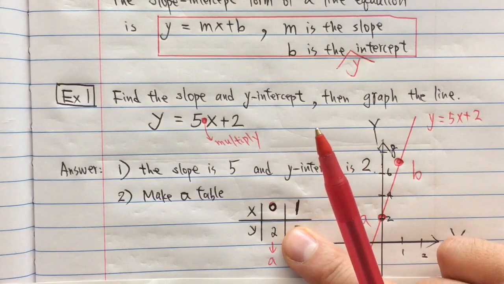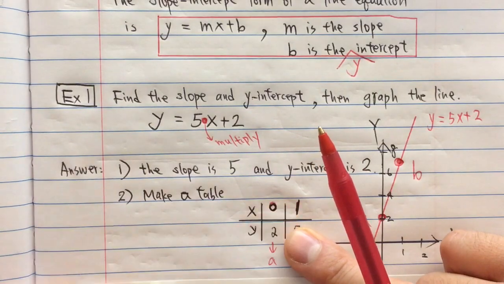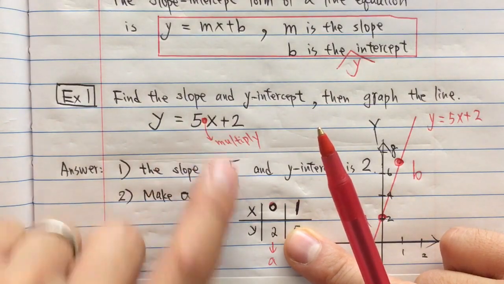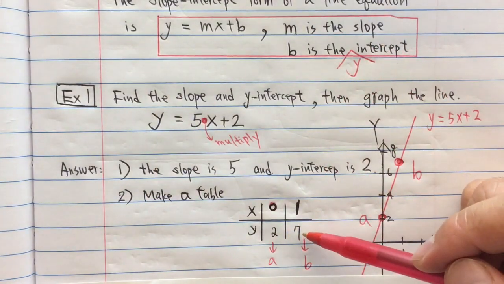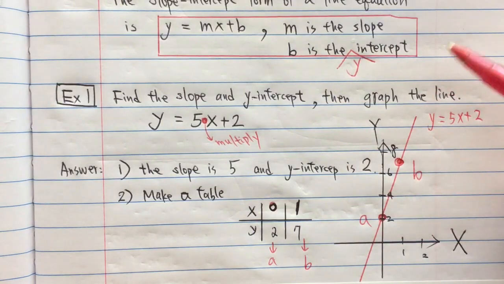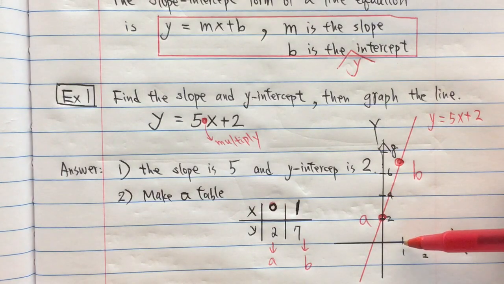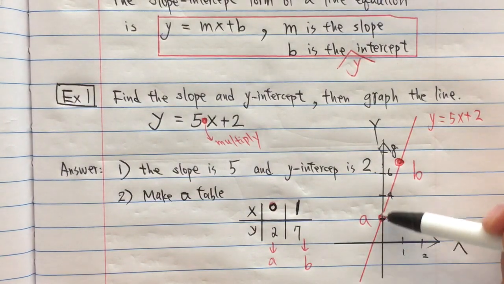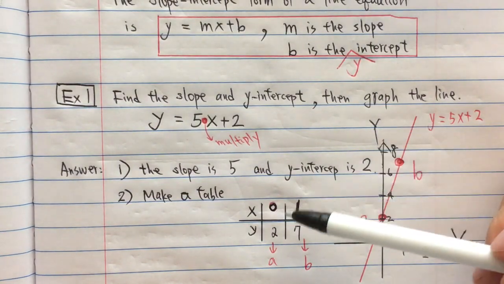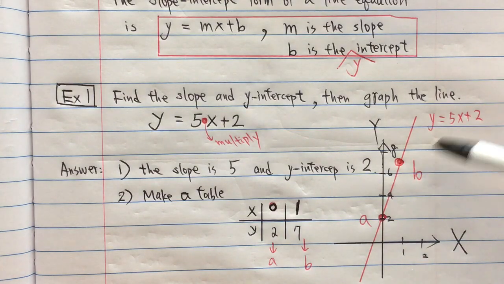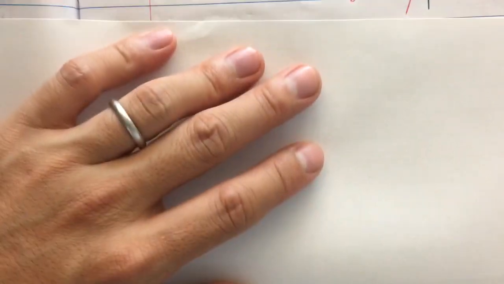Now let's pick point B. I pick x equal to 1. 1 times 5 equals 5, 5 plus 2 equals 7. So this is point B. Also make a table clearly: this is the x-axis and this line is the y-axis. Point A is right here, and point B is right here. So we make a line. This is y = 5x + 2. We're done with question 1.